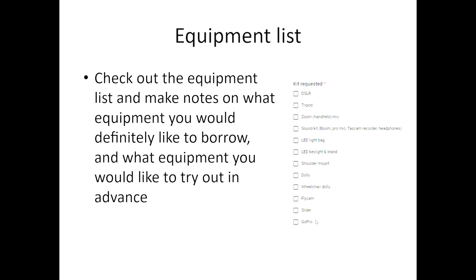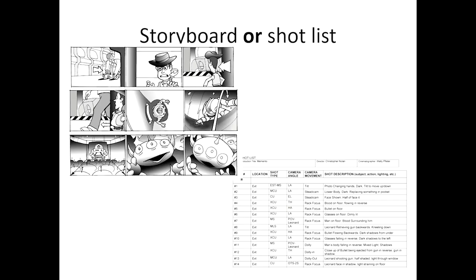A slider is essentially a little train track that you screw your camera onto and you can move it along. And it's very cool. And I can't really describe it right now. And then finally, a GoPro is that little digital camera that you can strap onto your head and go skydiving with and stuff like that, and it's great for POV shots, but not in every instance. That is the last slide.